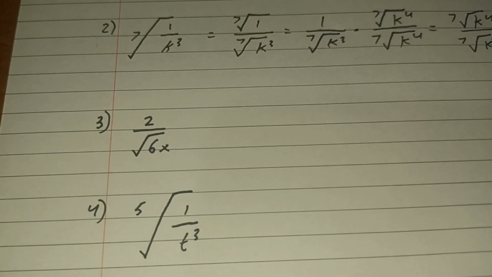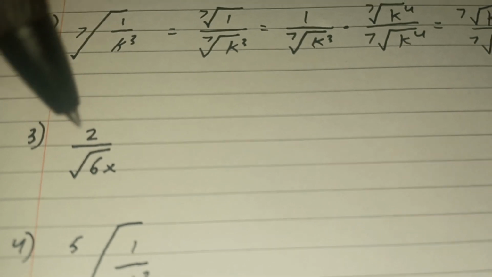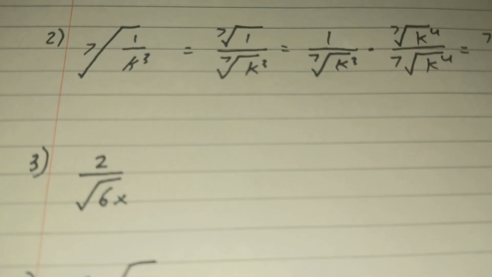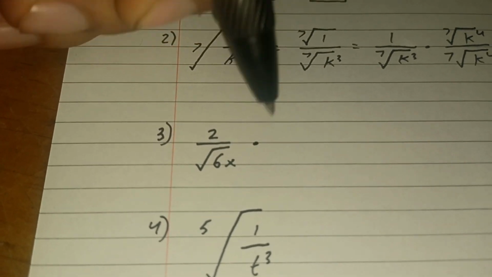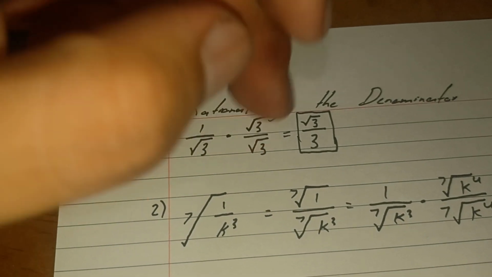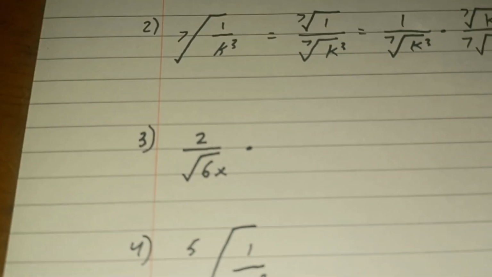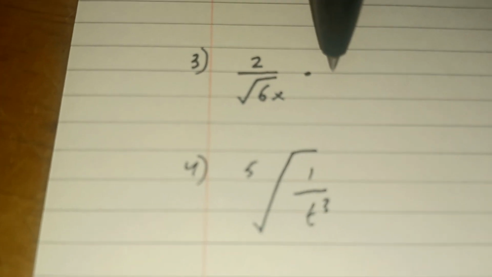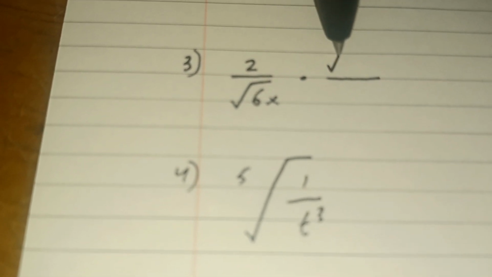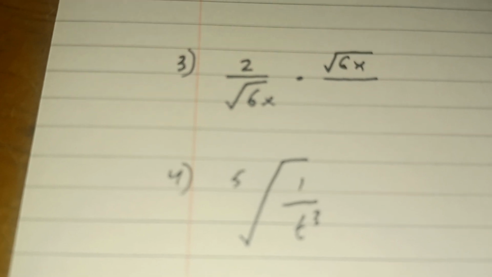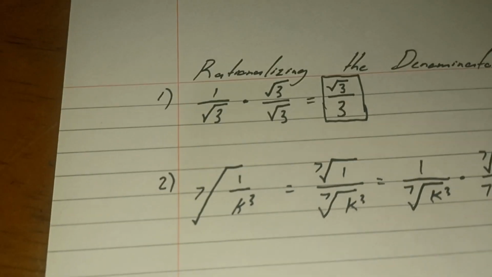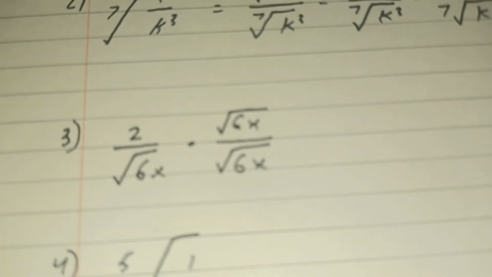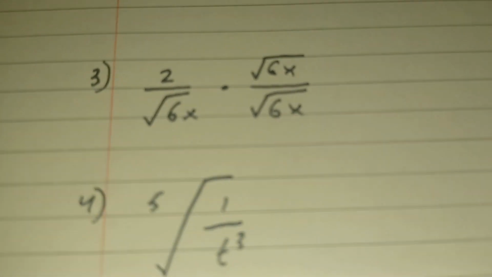Now number 3. This one's easier. 2 over the square root of 6x, 6 times x. We can do that by, again, using the same thing we did here, by multiplying what over what? Square root of 6x over the square root of 6x. Like that, just like this one right here. We're going to do that with number 3.